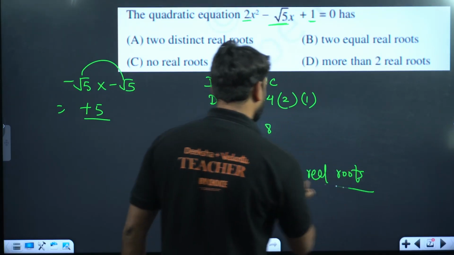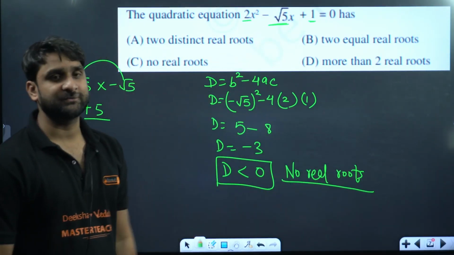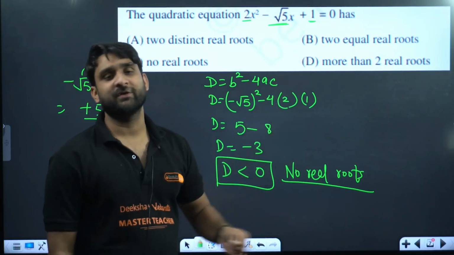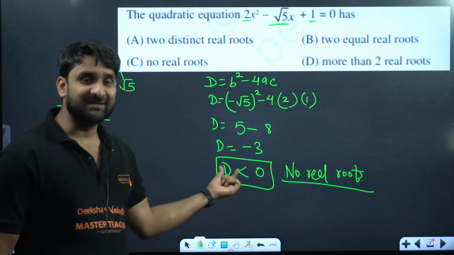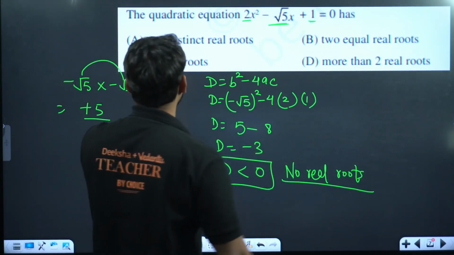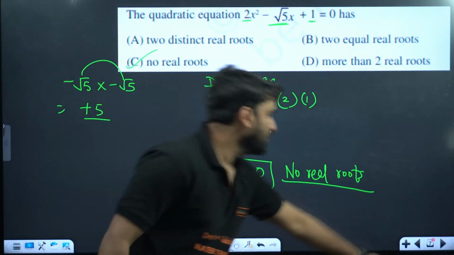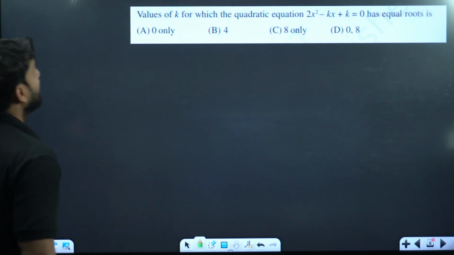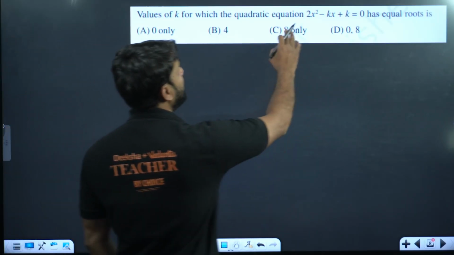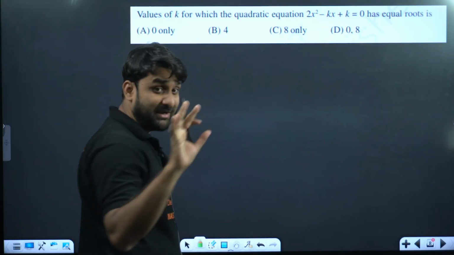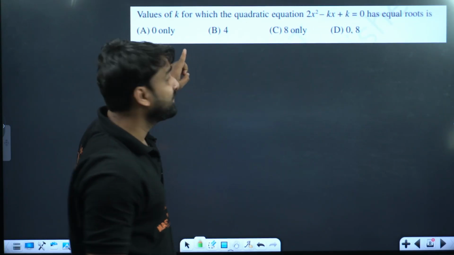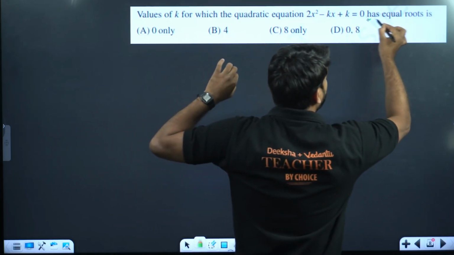No real roots will be there. So we can't solve this equation because this condition is that D is less than 0. So which option will be there? Two distinct, no real roots. C will be the correct answer. No real roots. Moving to next. Okay. Value of k for which the quadratic equation has equal roots. My dear champion, in this question, this information is already given to you.